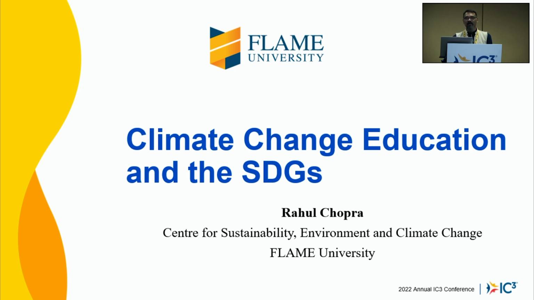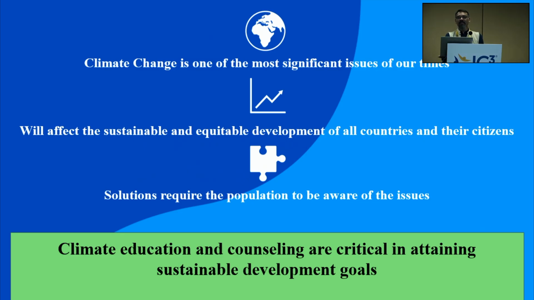I'll argue, as I've written on my slide, that climate change is the most significant issue of our times. I think people in this crowd don't need to be told much about that. It will affect the sustainable and equitable development of all countries and their citizens. This includes the developing world, the developed world, and every single person on the planet. So if we want to make attempts towards solutions to the climate crisis, what do we need to do? Step one is to make people aware of this problem. How do we go about making people aware of this issue? We've focused on a project where you increase awareness of climate change through the formal education system, keeping educators as the change makers.